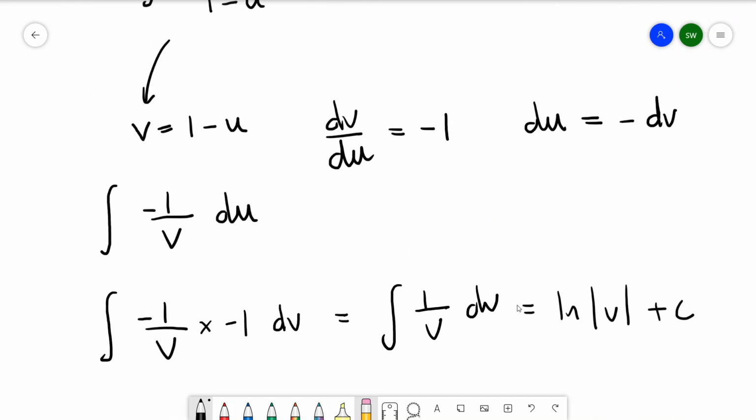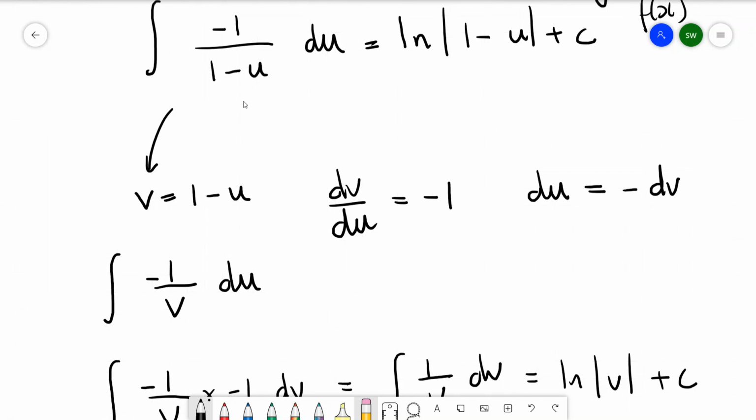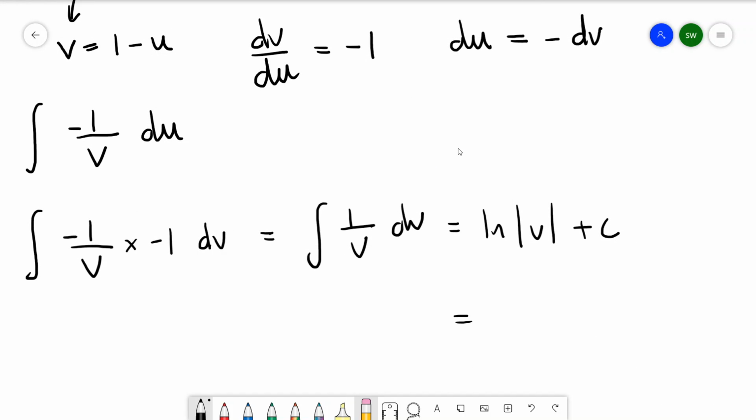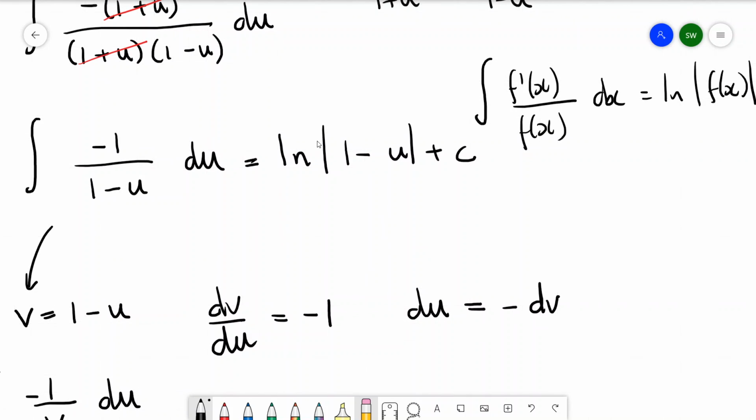So if we use this substitution method, we need to get back to u, because that was the integral that we were trying to work out. So we're going to use the fact that v is 1 minus u. So that's log of 1 minus u. And we get the answer that we had before.